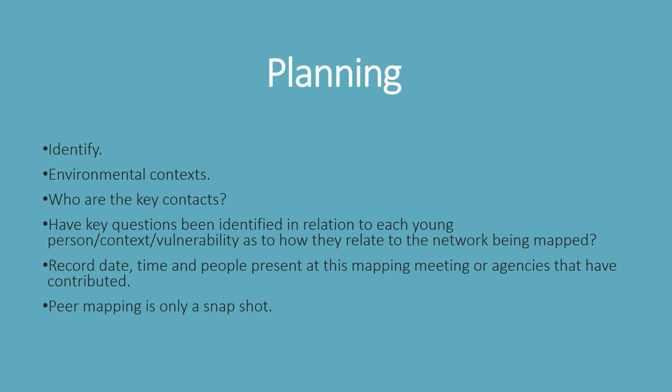Are there any contexts or young people identified who are already subject to contextual safeguarding or peer mapping? Have key questions been identified in relation to each young person, or context or vulnerability, as to how they relate to the network being mapped? It is really important to bear in mind that mapping is only true on the day when recorded, as relationships are fluid and dynamic.